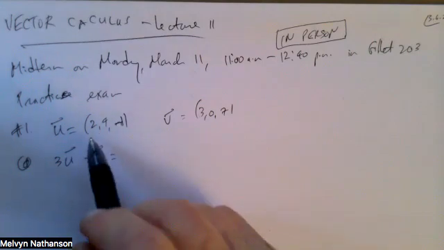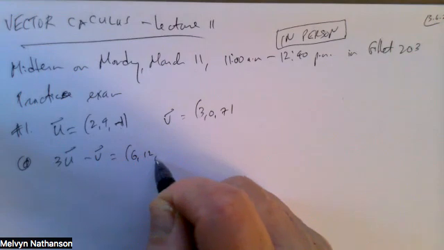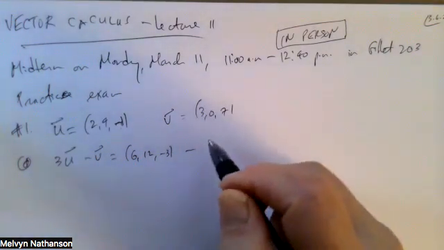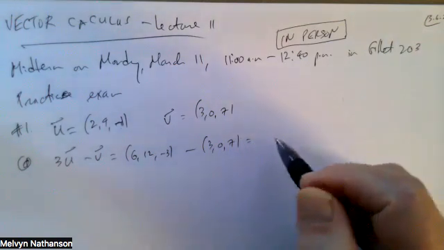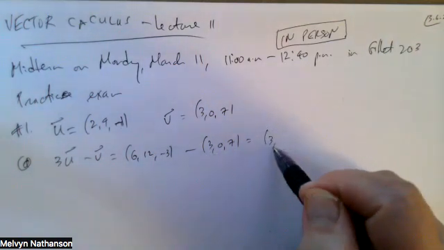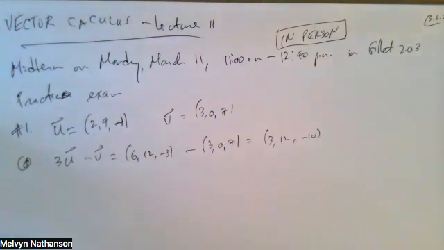What is 3 times U? You multiply each coordinate of U by 3. You get 6, 12, minus 3, minus V, which is 3, 0, 7. So when you subtract, 6 minus 3 is 3, 12 minus 0 is 12, minus 3 minus 7 is minus 10. Okay. If you have any questions, just unmute and ask me a question.